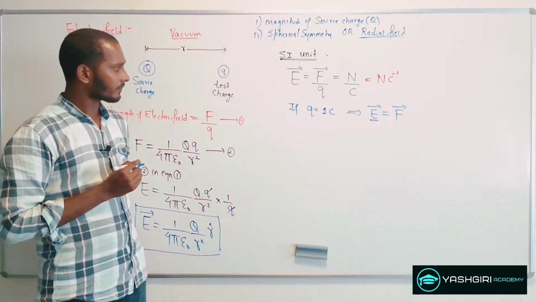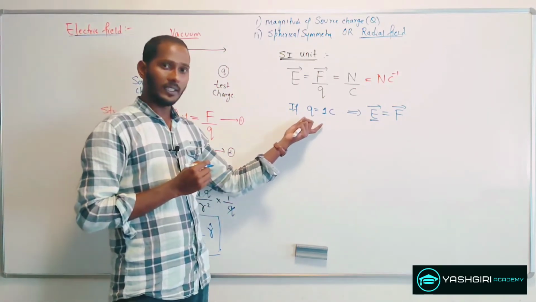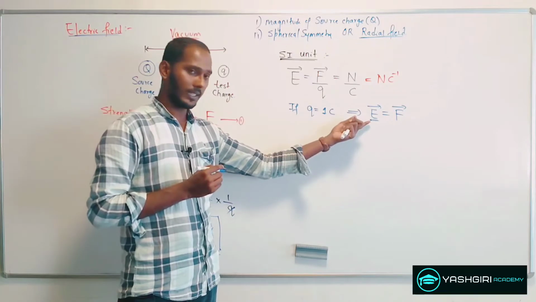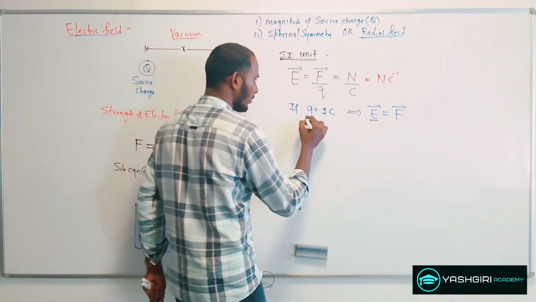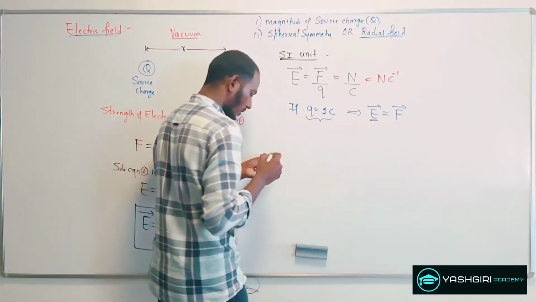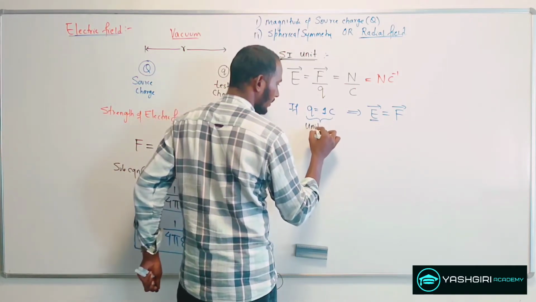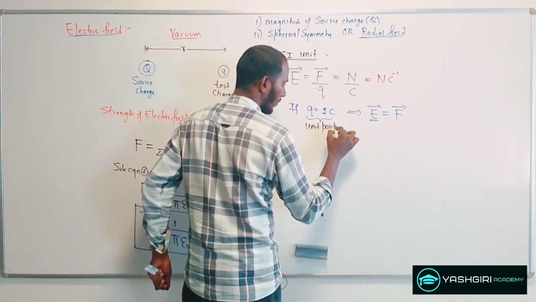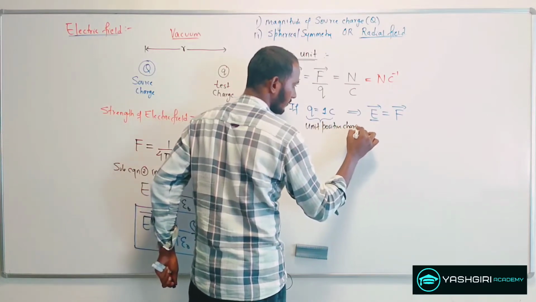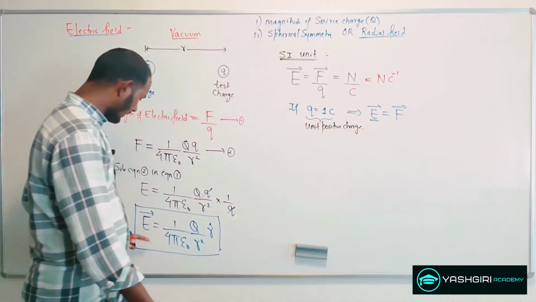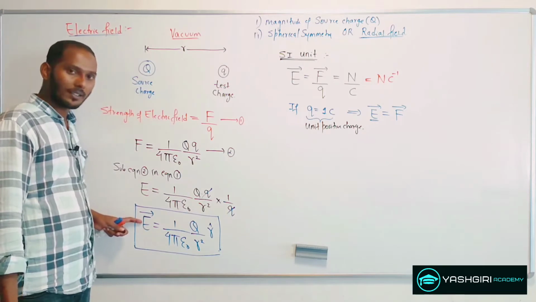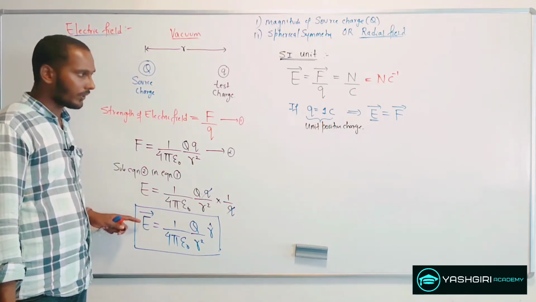Now here I said while defining an electric field E, I consider this my unit positive charge. Now here if you see this, I have shown this is a vector. Electric field is a vector quantity.